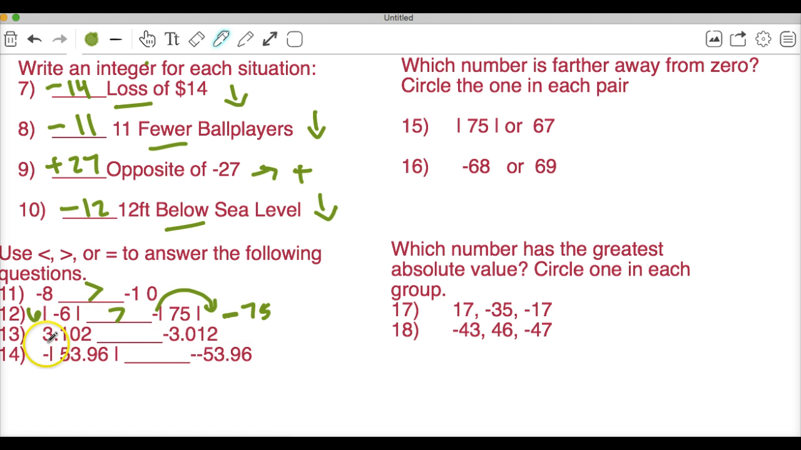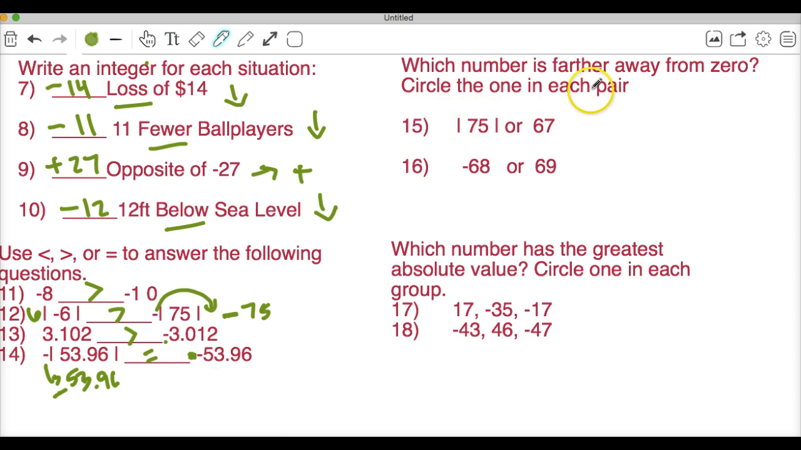Next one, we have a positive number and a negative number. So that means that my positive number will be larger. And finally, there should only be one negative. Sorry about that. That's a typo. So let me cross that off. So this one will be 53.96 as the absolute value of that one, and then bringing down the sign. So it'd be a negative 53 and a negative 53, so these will be equal values. So again, sorry about that typo.